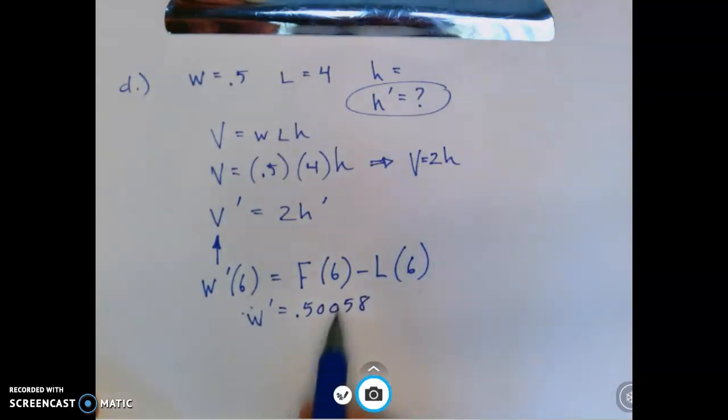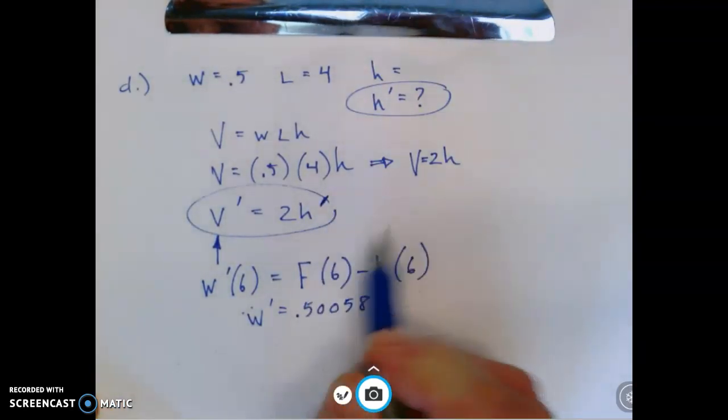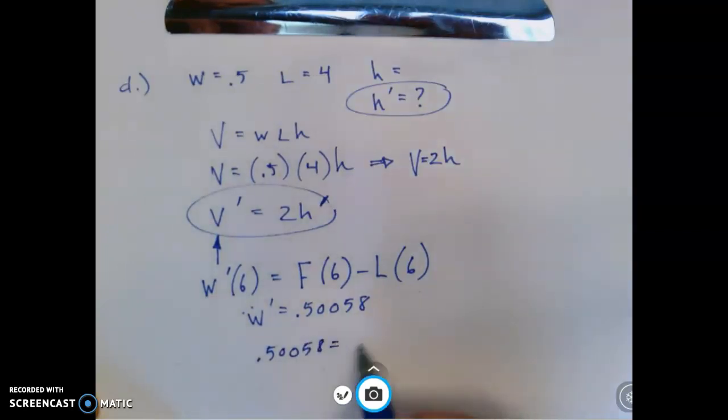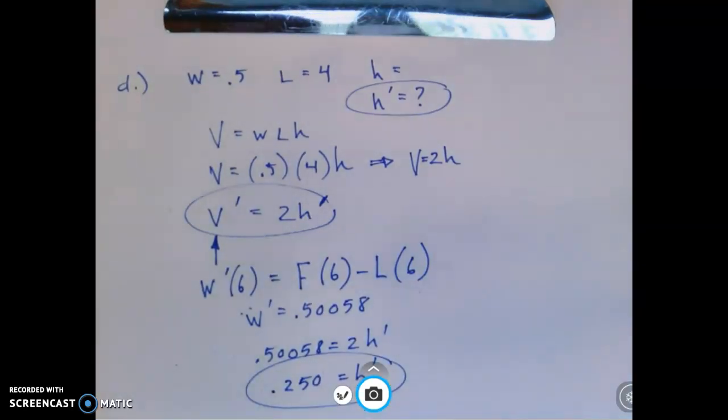Now remember, this is not our solution because we're looking to set this up. We're looking for H prime, right? So we take this and we plug it into here. Don't do any rounding until you're done with the whole process, and then we divide this answer by 2, and we get 0.250 equals H prime. And that's our solution.